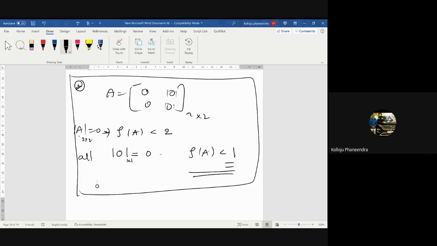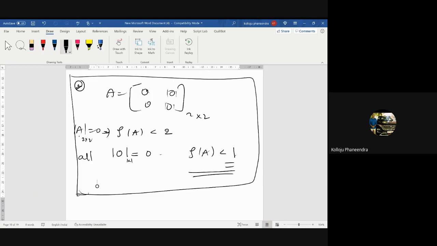Sir, can we conclude that it does not exist? Don't say it does not exist. The does-not-exist concept is not there in rank.